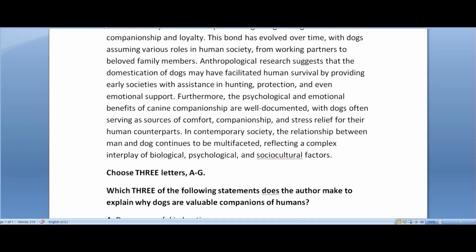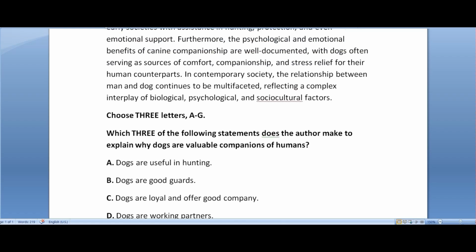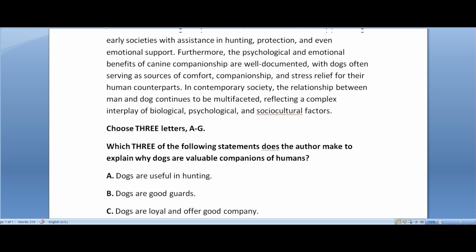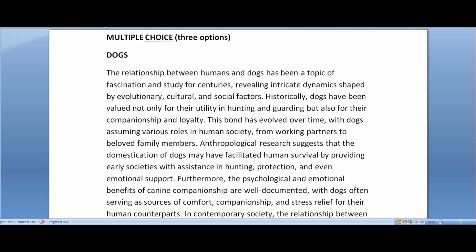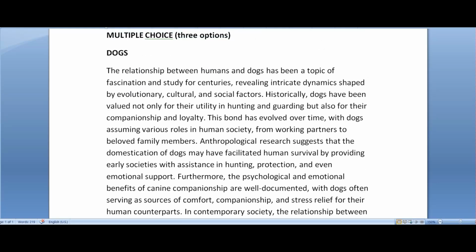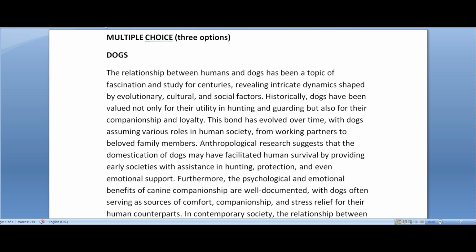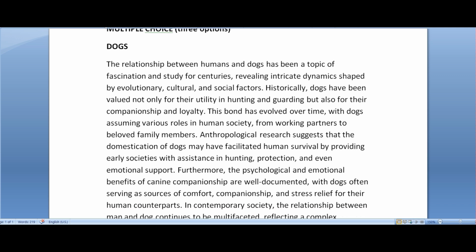This is what a multiple choice reading task will look like. We have this task: choose 3 letters from A to G, and it says in the question which 3 of the following statements, and we have statements from A to G from which you have to choose 3. This is an extract so as to be easier for us to work on this task specifically, but it's a big paragraph. I think it will help us see the tricks they use in order to confuse you and work on that. So first things first, we need to do our skimming with the text.